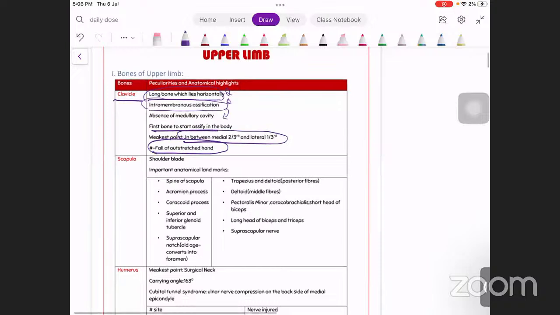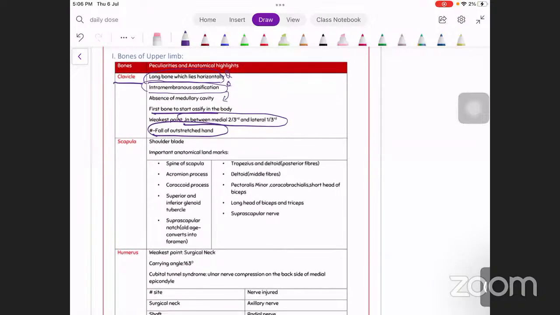Clavicular fracture may occur whenever there is a fall on an outstretched hand. So what are the things you have to know about the clavicle? It is a long bone which lies horizontally, has intramembranous ossification, has no medullary cavity, is the first bone to ossify in the body, and has a weakest point. Type faster, people. What is the weakest point of the clavicle? The junction between the medial 2/3 and lateral 1/3.